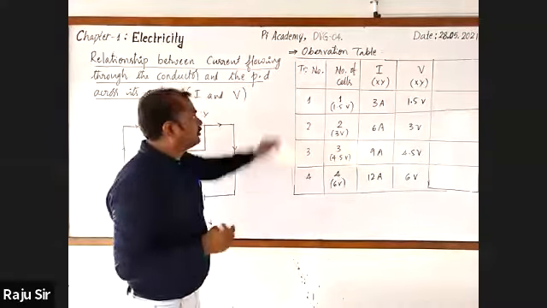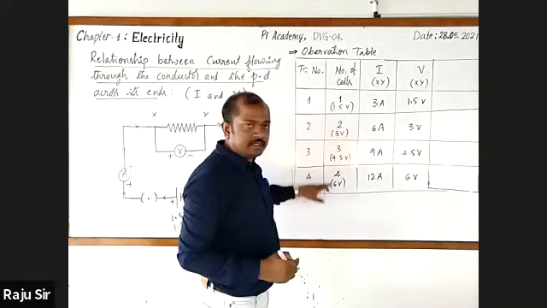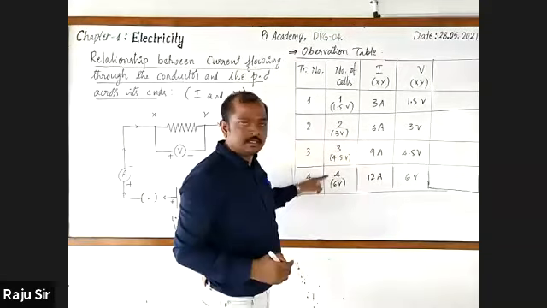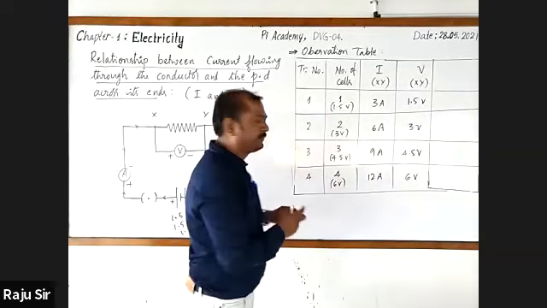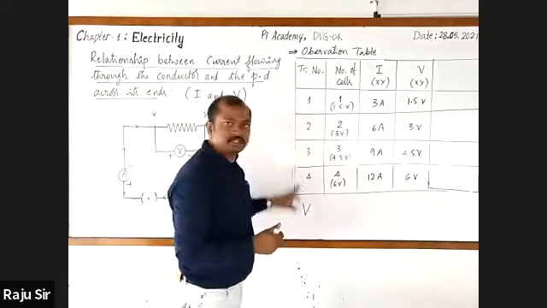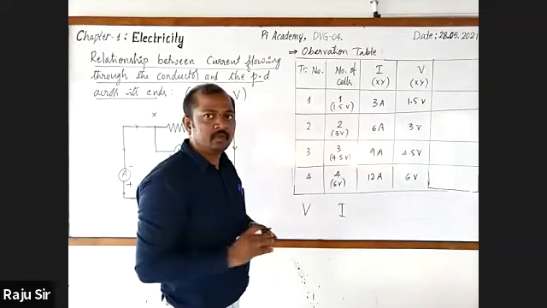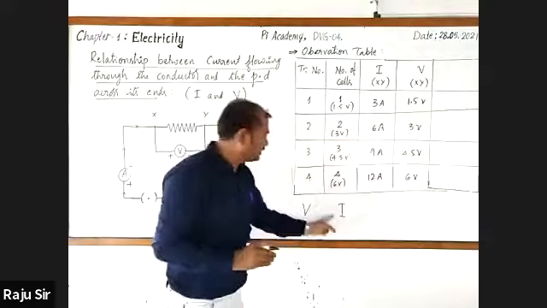Yes, students, now just observe that the number of cells used is increasing. As the cells used are increasing, what about the voltage? Is it increasing or decreasing? Increasing. Therefore, voltage is increasing. Observe the current. If the number of cells increases, what about the current? It also increases. Are you all following? The voltage increases, current increases.